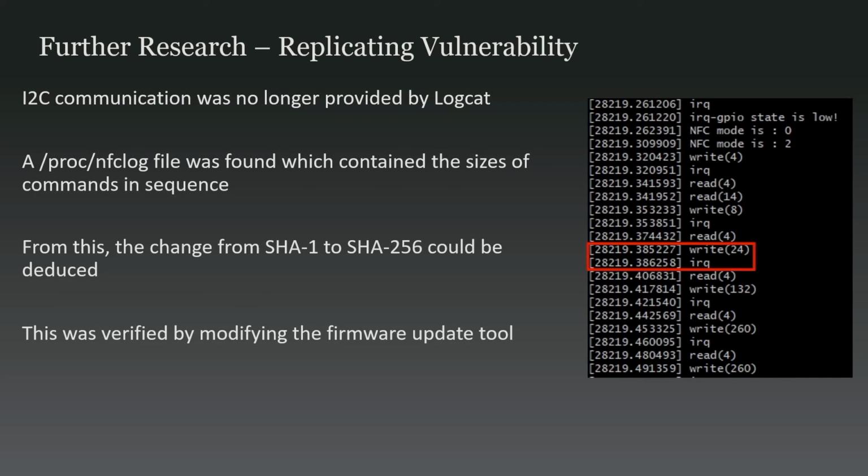Because the I2C communication was no longer provided by logcat, I had to go looking around to see how this was logged, and found a device file called /proc/nfc_log, which contained the sizes of all the commands being written to the chip in sequence, and found that at the start of firmware updates, a larger hash size was written. So instead of the SHA-1 hash size, it was now sending 32 bytes plus the header of a command, which was 4 bytes. This implied that instead of using SHA-1 hashes for firmware updates, they were now using SHA-256 hashes, which were compared against the signature.